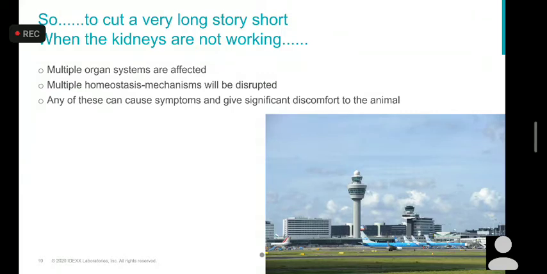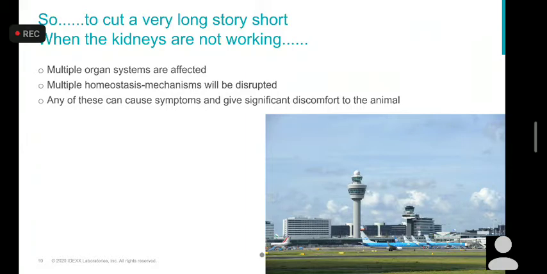I've put in a picture of one of the control towers of Schiphol Airport in Amsterdam, because I like to see the kidneys as a control tower. And they are controlling multiple organ systems. They're controlling KLM, Scandinavian Airlines, multiple flight systems, right? And if you have renal disease, multiple homeostasis mechanisms will be disrupted. So it's not just one thing.